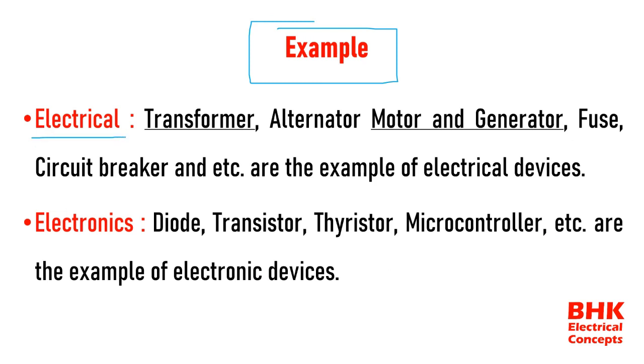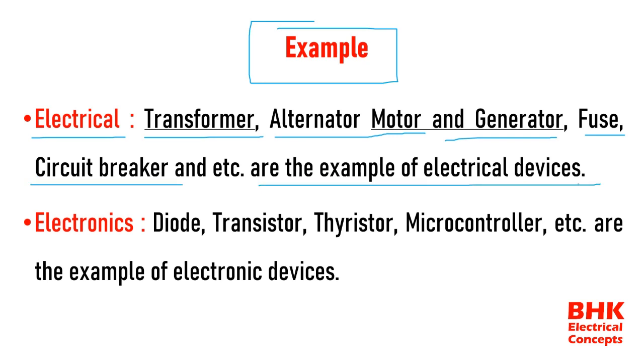And the last thing is examples of electrical and electronic systems. If I talk about electrical, a transformer is an electrical device, an alternator is also an electrical device, and so are a motor, generator, fuse, and electrical circuit breaker. These are examples of electrical devices. But coming to electronics: diode, transistor, thyristor, microcontroller, etc. So these are examples of electronic devices.